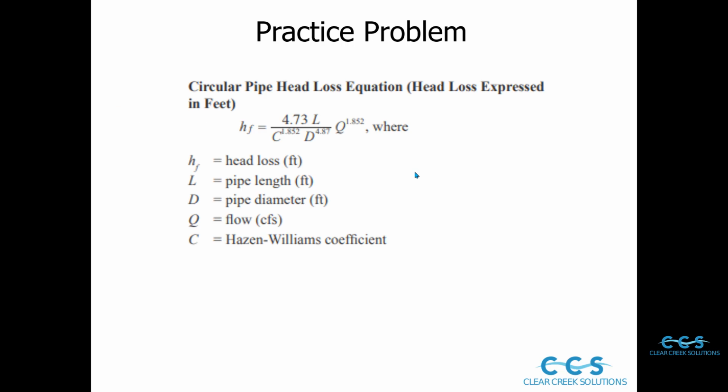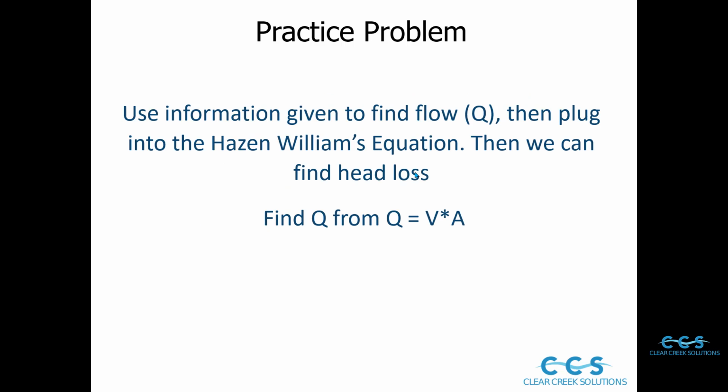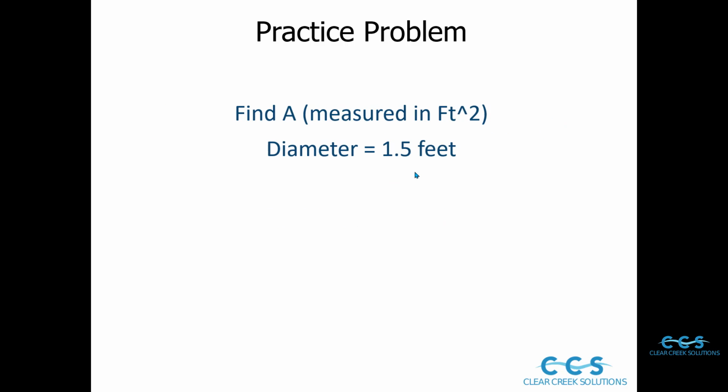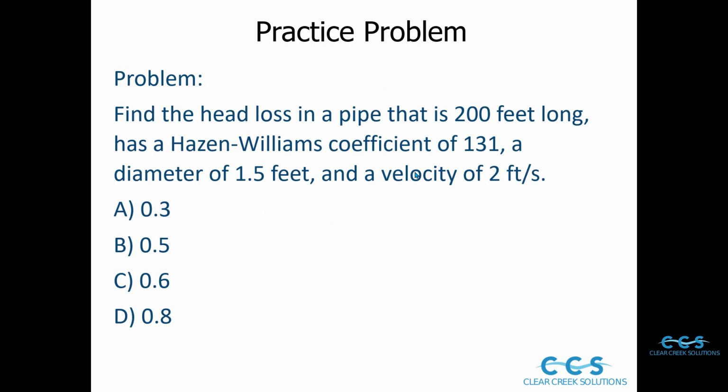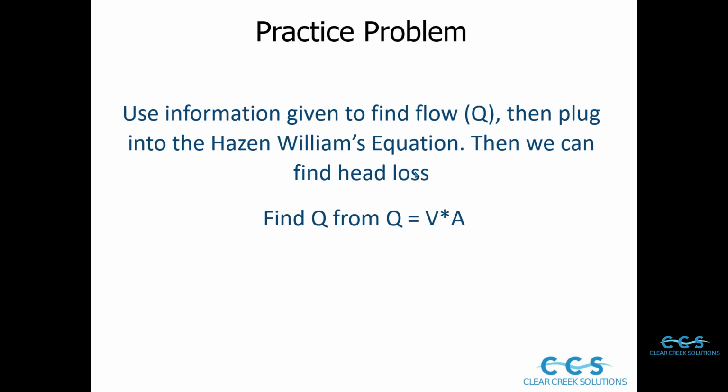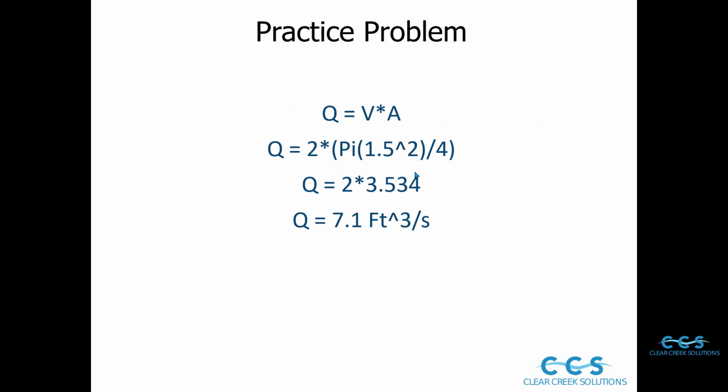So we're going to need to find Q through a different equation. We're going to use Q equals V times A, use the information given to find flow Q, then plug it into the Hazen-Williams equation, then we can find the head loss. So Q equals V times A. We can find A, which is measured in feet squared. We have the diameter, which is 1.5 feet. So the area can be calculated as pi d squared over 4. And the velocity that was given was 2 feet per second. So we've got 2 feet per second times the area, pi d squared over 4, with d of 1.5 feet. That gives us a Q of 7.1 feet cubed per second.